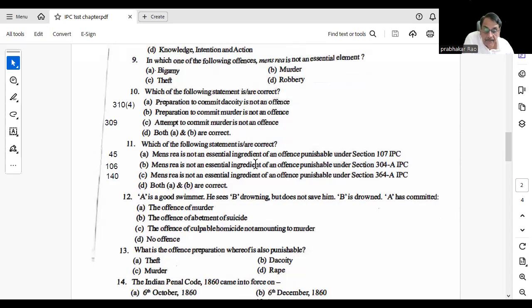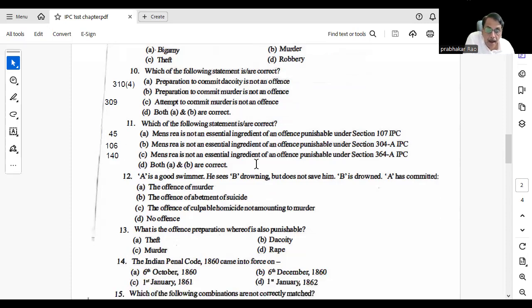Next question. Which of the following statements are correct? Mens rea is not an essential ingredient of an offense punishable under Section 107 IPC. Mens rea is not an essential ingredient of an offense punishable under Section 304A. Mens rea is not an essential ingredient of an offense punishable under Section 364A IPC. Both A and B are correct.